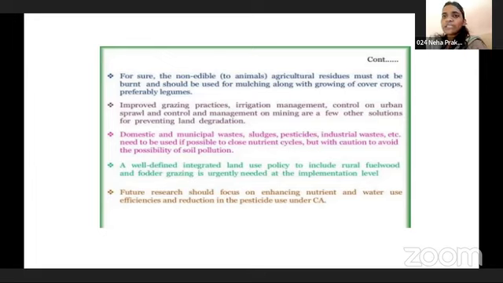Improved grazing practices, irrigation management practices, control of urban sprawl, and control and management of mining are a few other solutions for preventing land degradation. Domestic and municipal wastage.